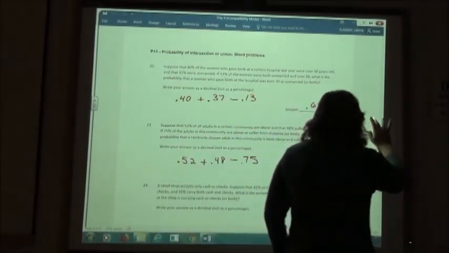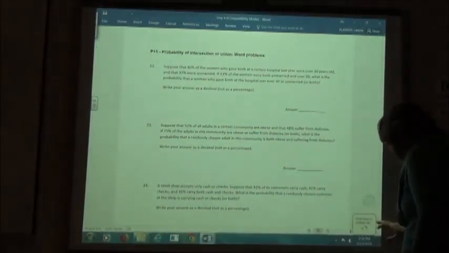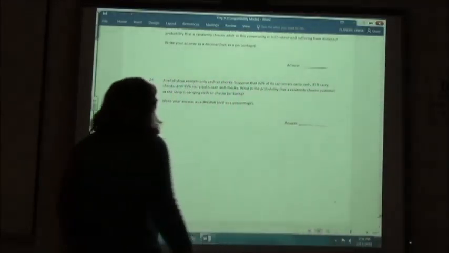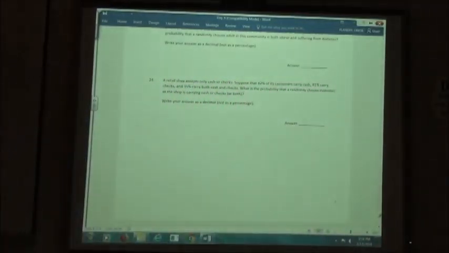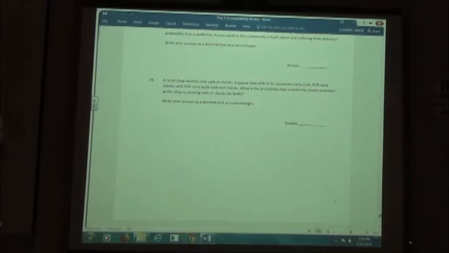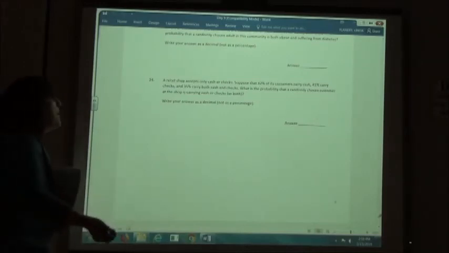And the last one, same kind of thing. A retail shop accepts only cash or checks. Suppose that 42% of its customers carry cash, 41% carry checks, 35% carry both. What is the probability that they carry cash or checks or both? So what are we going to do to solve this?